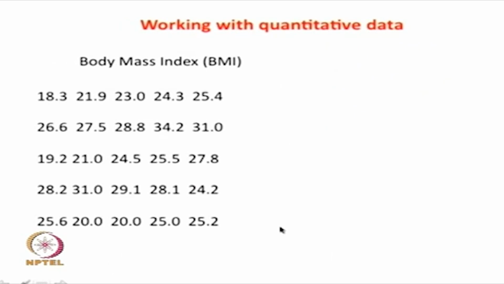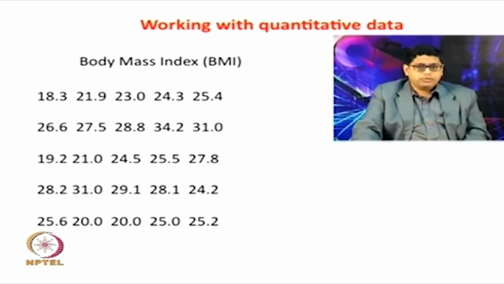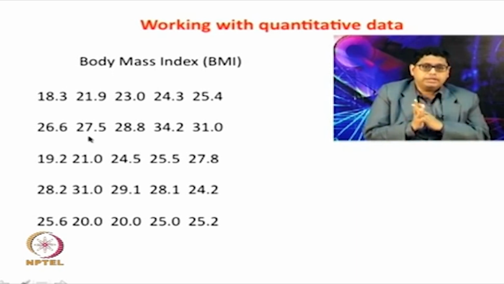So, let us have a simple example. Okay. We are talking about working with quantitative data, right. So, this is the body mass indices of 25 people in a class. Let us say these values are of course continuous variables, so that you can have all these values. Now, we want to know how we can convert it into a way of representing it.